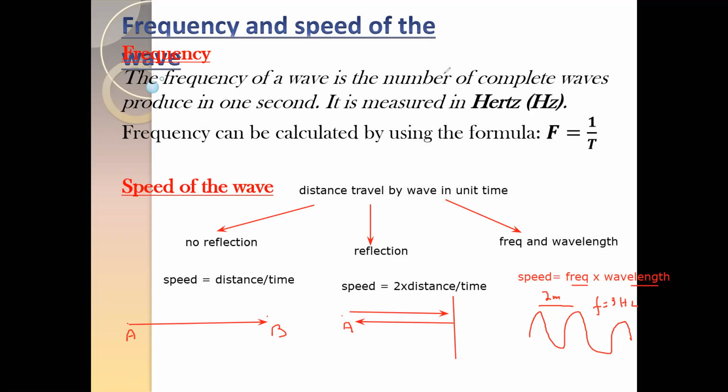Sir, I have a question. Will it be mentioned in the exam question whether there is a reflection or not? Yes, in the question, they will specify that the wave bounces back or that the wave travels from one place to another. Or a figure will be given. You can identify from the figure whether a wave is actually bouncing back or traveling from one place to another.